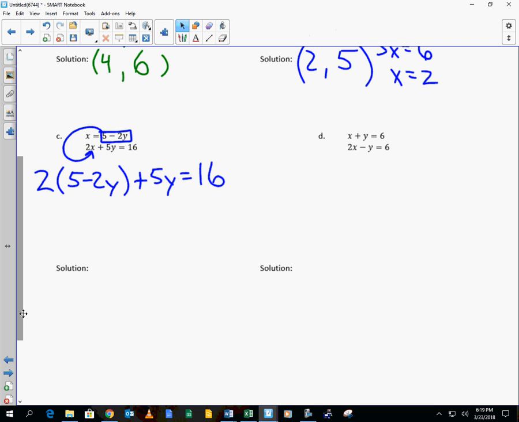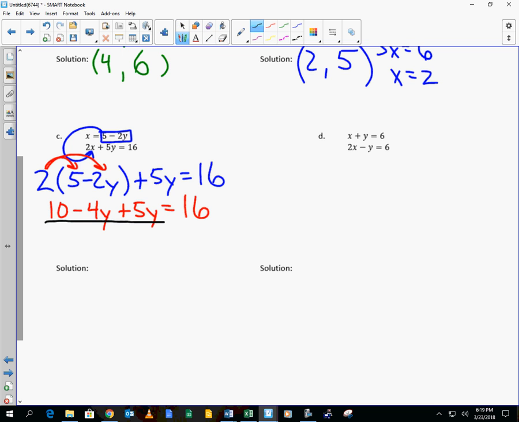We're going to take that 2, I'm going to distribute it through. 2 times 5 is 10. 2 times negative 2y is negative 4y. Plus 5y is equal to 16. Again, the question is, is there anything I can combine together on this side? And I sure can. Negative 4y and positive 5y make positive y. Subtract 10 from both sides. Y is 6. So my solution set, I have 6 for my y value.